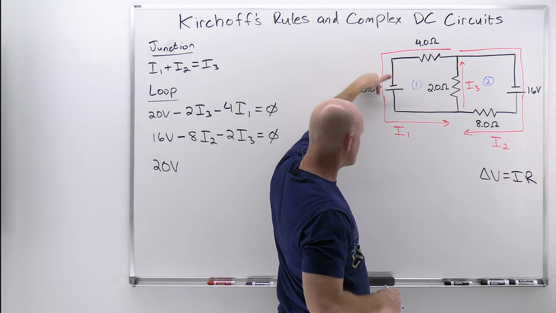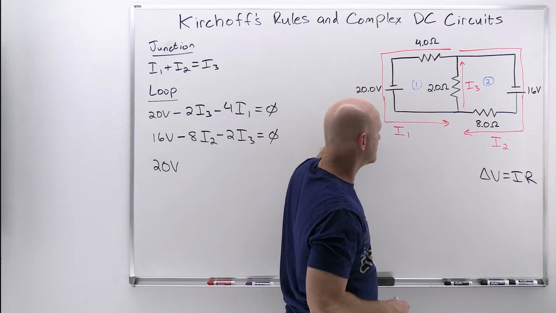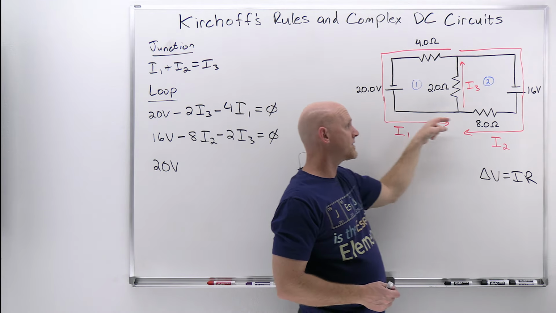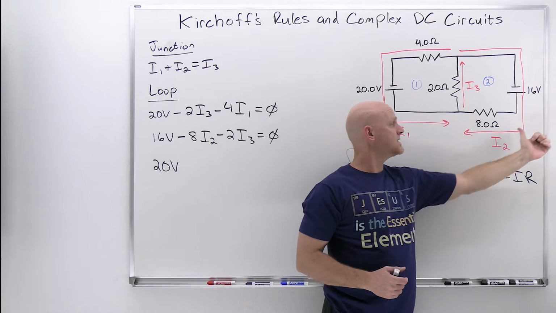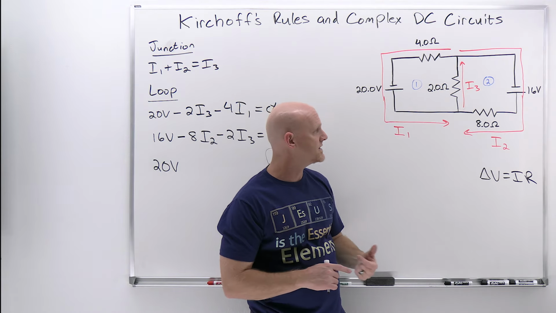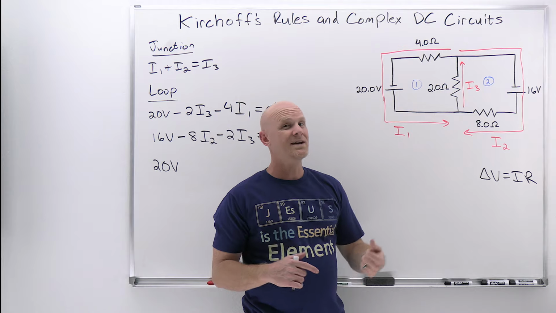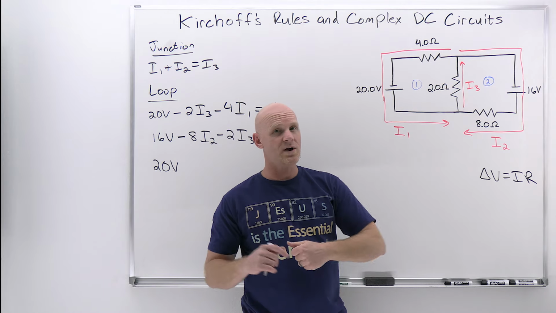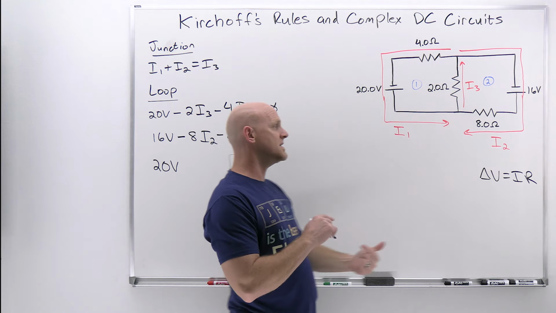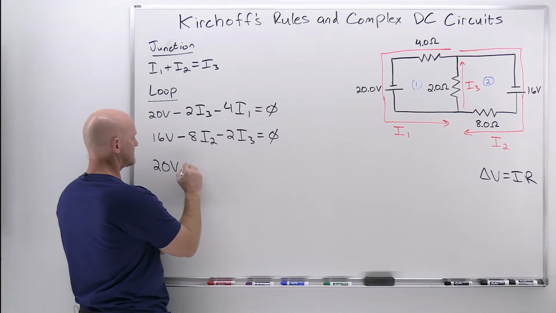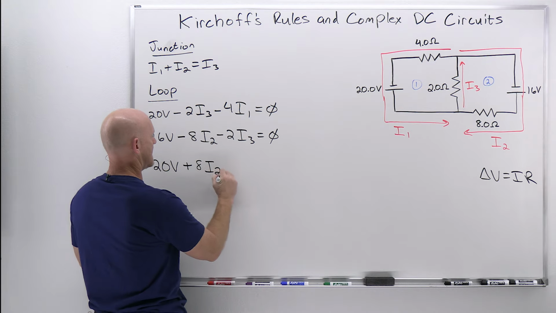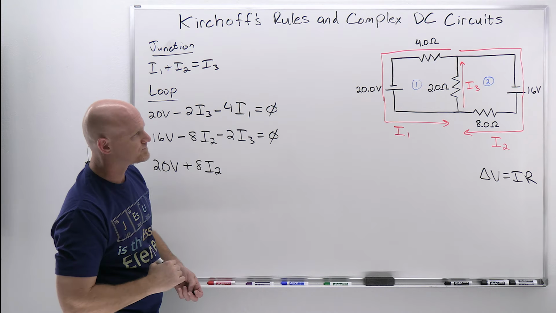And so first thing, it's positive 20 volts from negative to positive terminal. Next thing we're going to encounter is that 8 ohm resistor. But notice, since we're going around counterclockwise, I2 is going in the opposite direction. And so when you encounter it in such fashion in one of your loop rules, if you're encountering it in the opposite direction in which the current's defined, instead of a voltage decrease, you're going to get a voltage increase. So I'm not going to subtract here. I'm going to add 8 times I2, 8 ohms times I2.